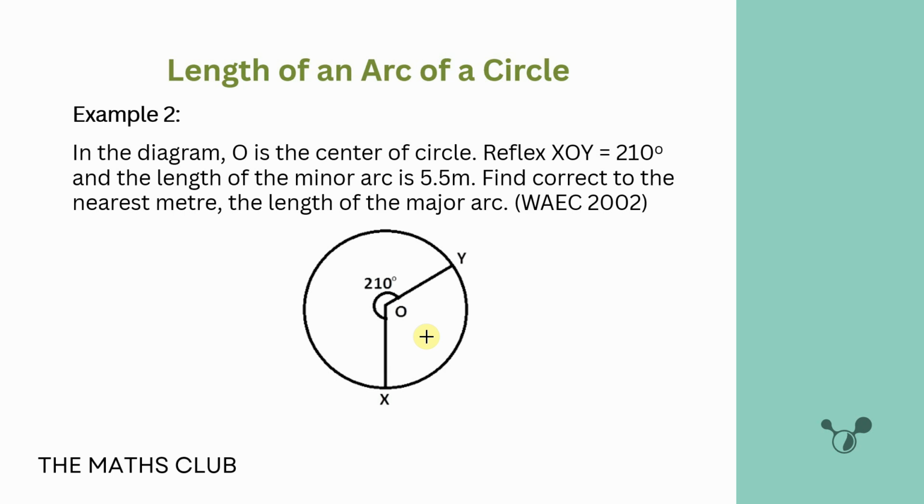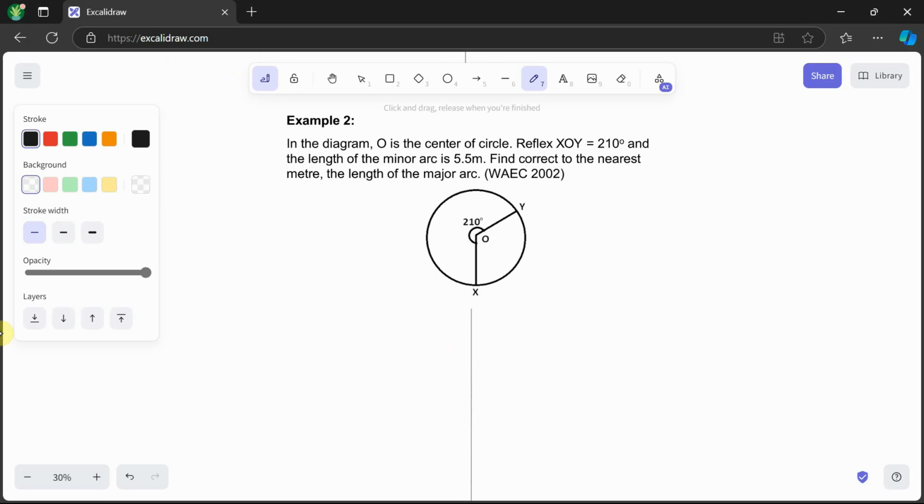Welcome back. Let's solve this question from WAEC 2002 together. There are two ways that we can solve it. I told you that this is just a simple illustration of proportion and ratio. Let me put my given: angle XOY is 210 degrees. The length of the minor arc, which is XY, is 5.5 meters. And we're told to find the length of the major arc.